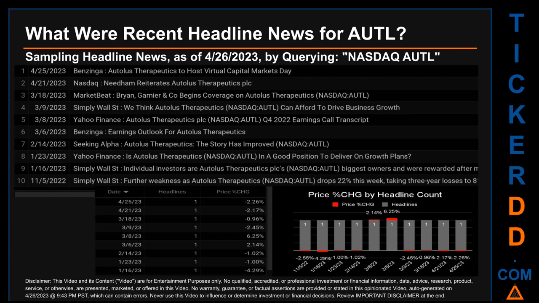The keyword that I used was a combination of the exchange and the ticker symbol, NASDAQ: AUTL. The results show 10 unique headlines, published evenly across 10 unique dates. Publication dates spanned 171 days. The latest publication was Tuesday, April 25, 2023, when, 1 day ago, Benzinga published the headline that read, AUTL Therapeutics to host Virtual Capital Markets Day.